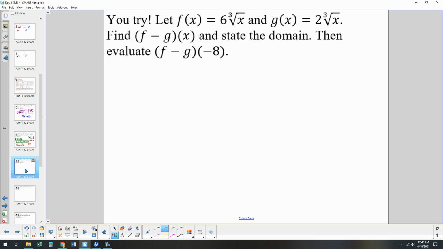All right, you go ahead and try this. You're going to find f minus g of x, state the domain, and then evaluate f minus g of negative 8. Pause it, and then you can check your answer.